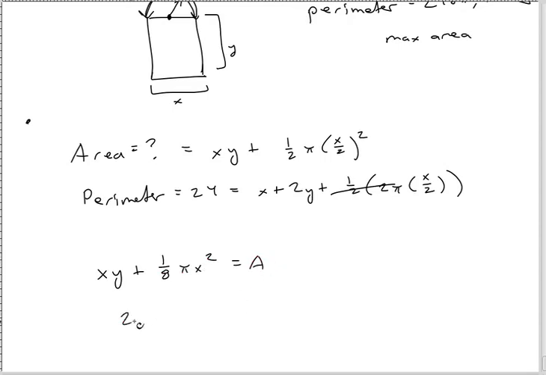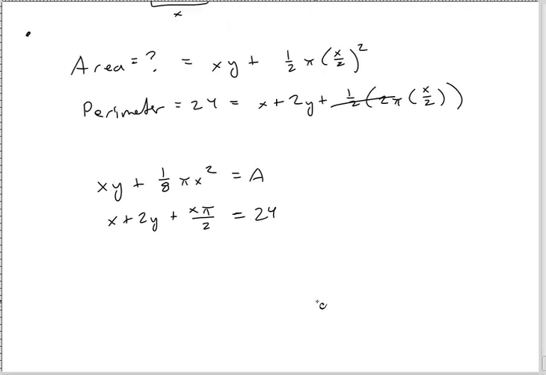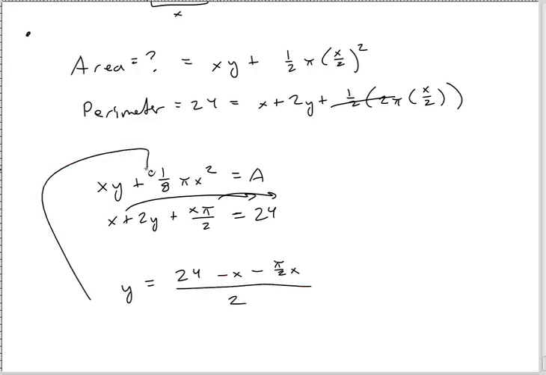And then for my perimeter, x plus 2y plus x times pi all over 2 is equal to 24. Okay, well, there you go. If we want to solve for y, you can start moving your x's over here and then divide by the 2. And so my y should be equal to 24 minus x minus pi over 2 x, all over 2. I can plug that in right there.